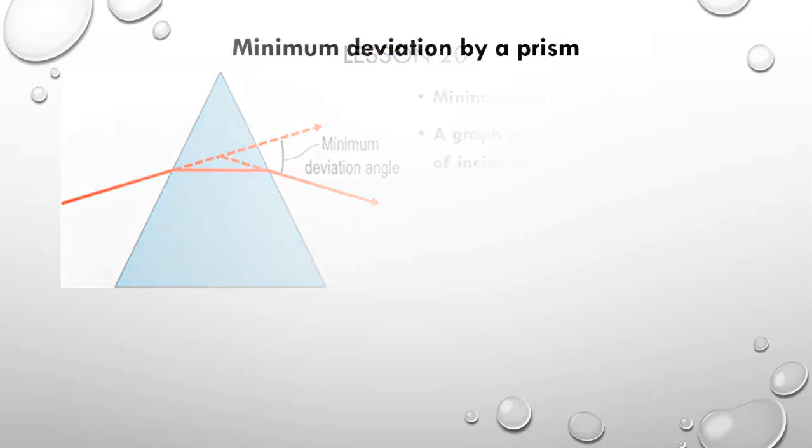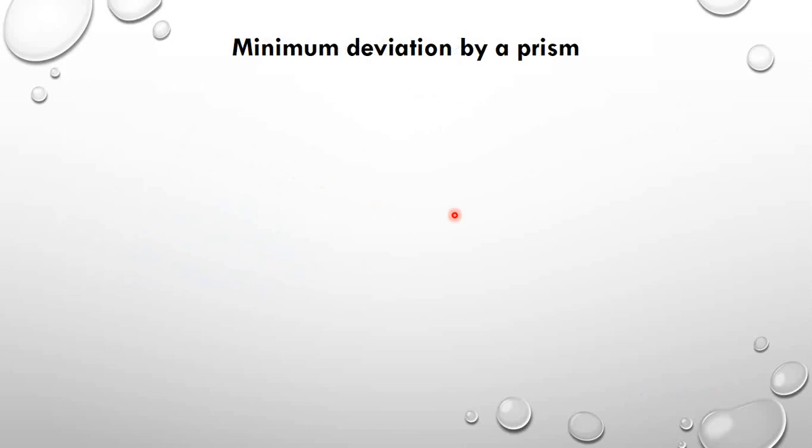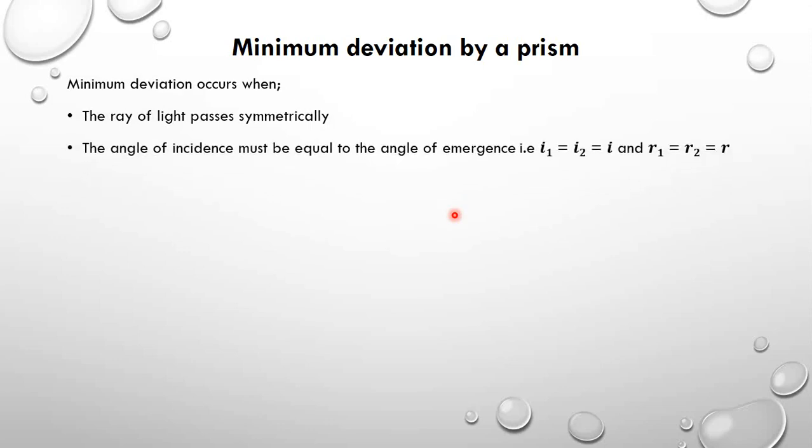Let's begin by looking at the minimum deviation by a prism. Minimum deviation occurs when the ray passes through the prism symmetrically, and also when the angle of incidence is equal to the angle of emergence. That is when I1 is equal to I2, which you can call I, and also when R1 is equal to R2, which you can call R.